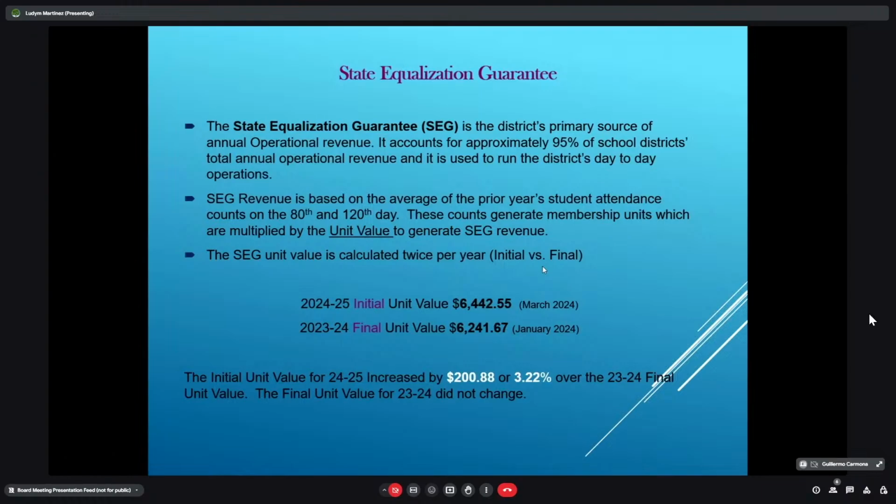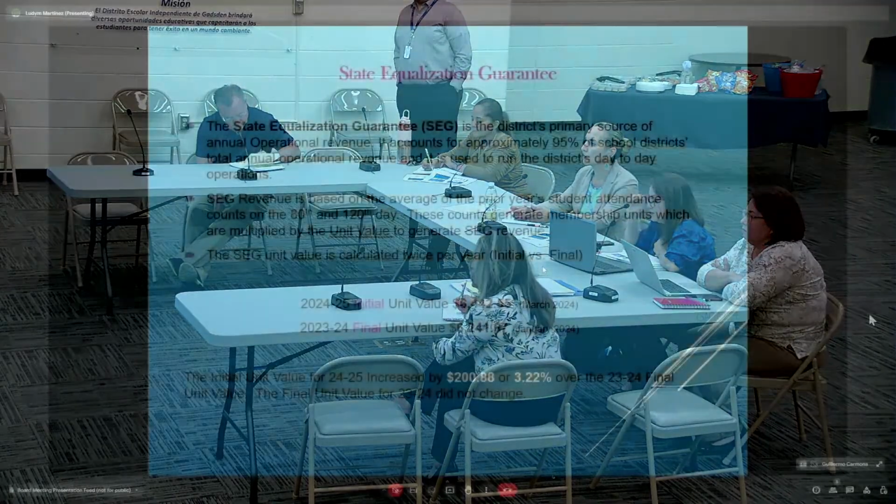So for the initial value, it's $6,442.55. This year, the final unit value was $6,241.67. That is an increase of about $200.88, which is 3.22% over last year's value. And then just to note that this year, the initial unit value and the final unit value did not change, so there was no change in unit value.